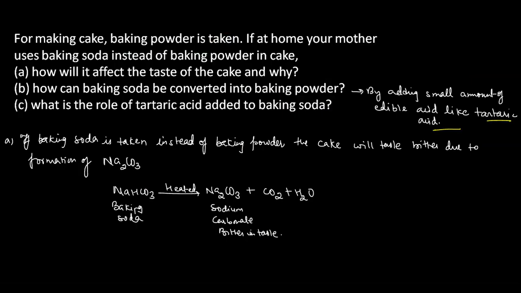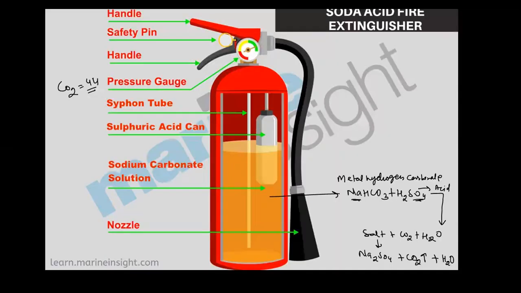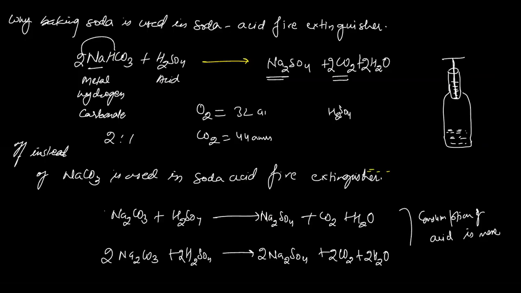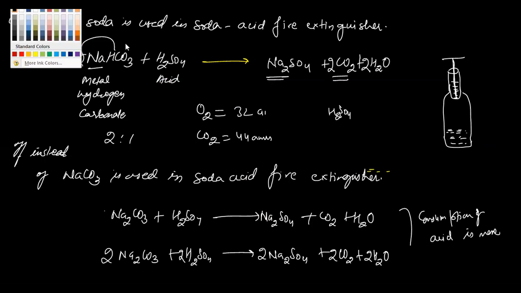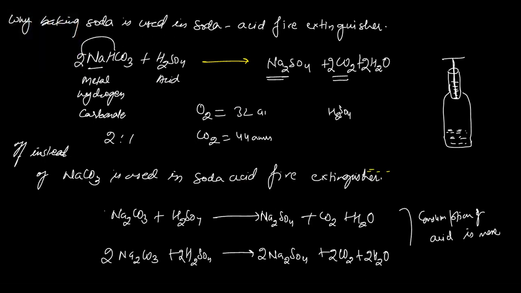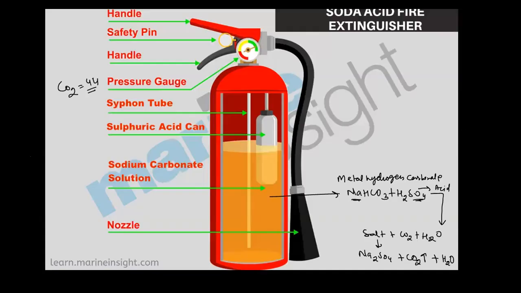Okay, so here we have a question. Why is baking soda used? It is used because when acid reacts with metal hydrogen carbonate, it will give you sodium sulfate, carbon dioxide, and water. And this carbon dioxide is used for extinguishing the fire. So there are two advantages of baking soda. One is that it is used for baking purpose, and the second one is that it is used in soda acid fire extinguisher. Okay, next.